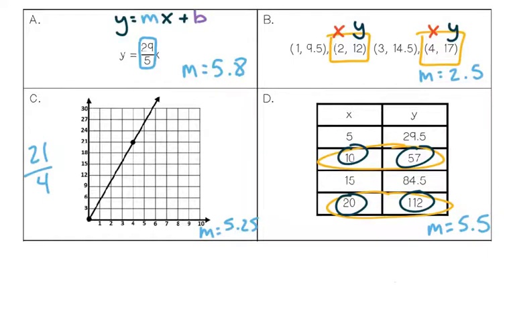Now let's compare the rate of change in the examples that I did for you. Using the labels A, B, C, and D, let's put these in order from the greatest rate of change to the least. Go ahead and try that now and press play when you're ready to check.